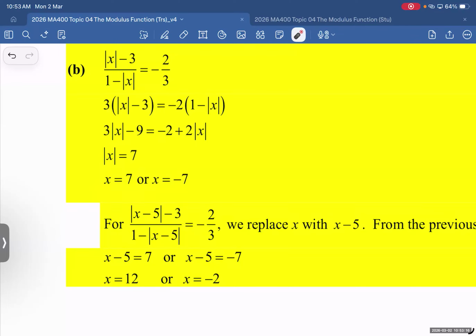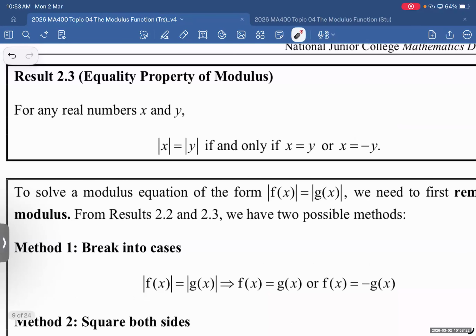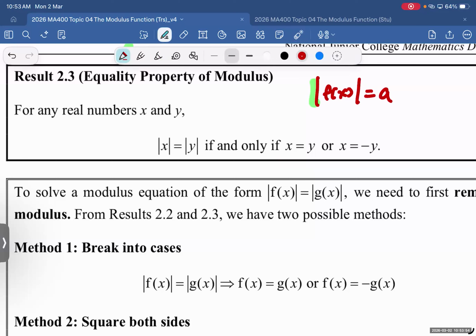Okay? So now I go to 2.3. Before this, the idea is about equality results. If mod x equals mod y, then x equals y, or x equals -y. Basically, every modulus function is either equal to itself or the negative of itself. I think of the modulus like a protector, like your parents. When I'm inside the house, I can be anything I want, positive or negative. But if I'm outside the house, let's say if mod f(x) equals a, then a has to be positive, a is more than or equal to 0. Okay so far?